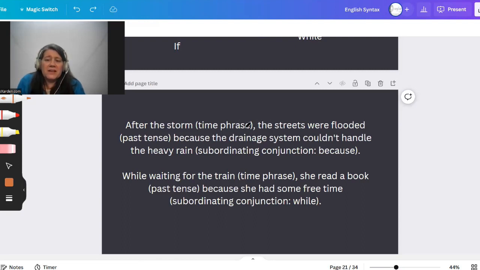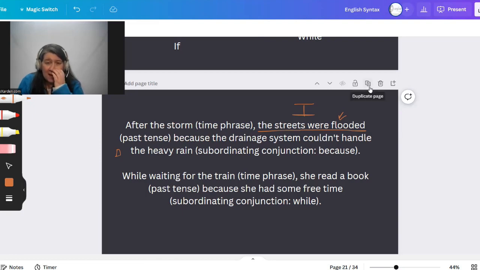The streets were flooded. That is an independent clause. Because the drainage system couldn't handle the heavy rain. If you just say, because the drainage system couldn't handle the heavy rain, you're still waiting. What? So that is the dependent clause because it's dependent on this information right here. Okay? After the storm, the streets were flooded because the drainage system couldn't handle the heavy rain.